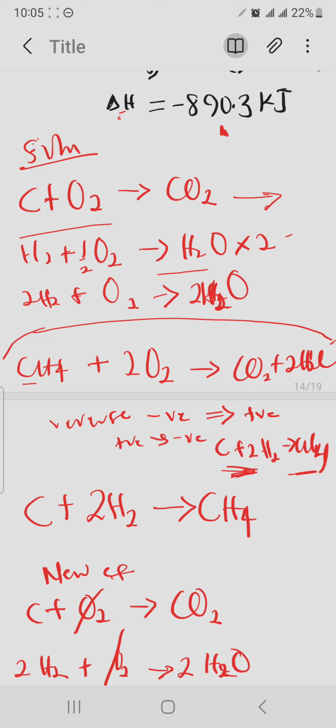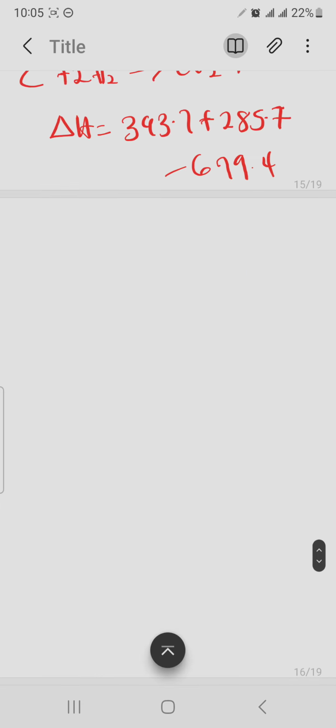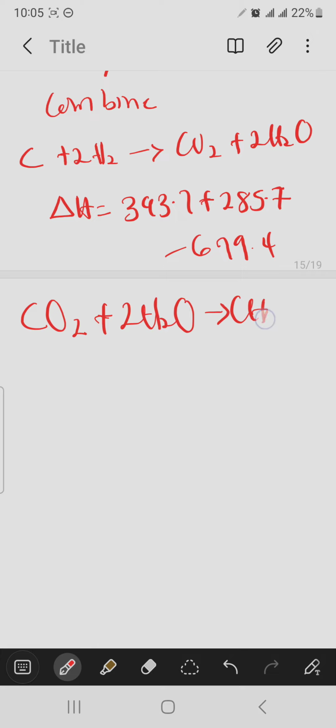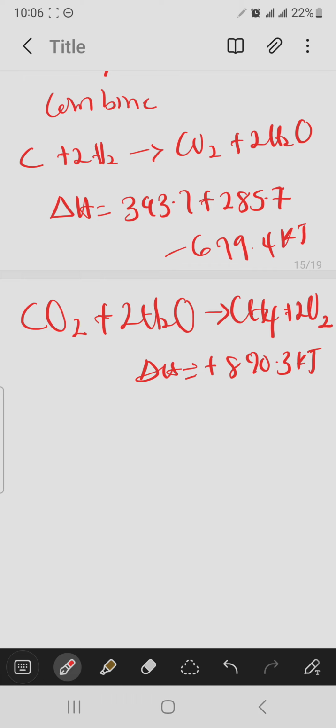This one is the reactant. I will now reverse it. So I will now have CO2 plus 2H2O will give CH4 plus 2O2. So this delta H will now be equal to plus 890.3 kilojoule. So now, combine these two equations.